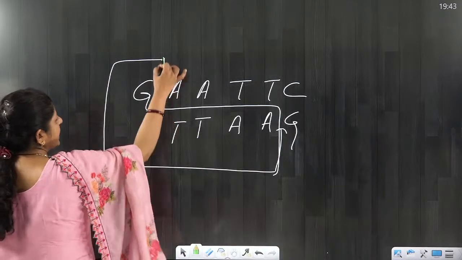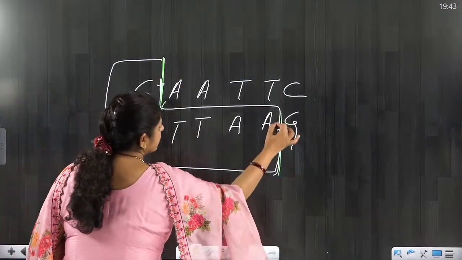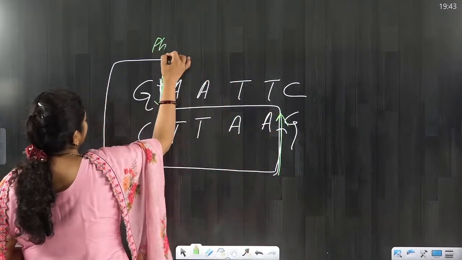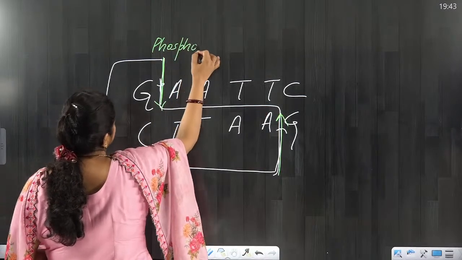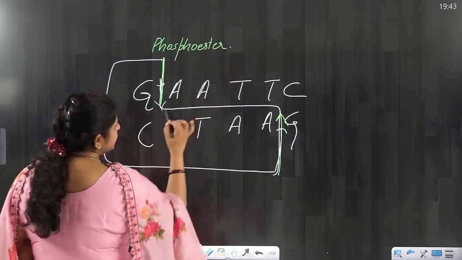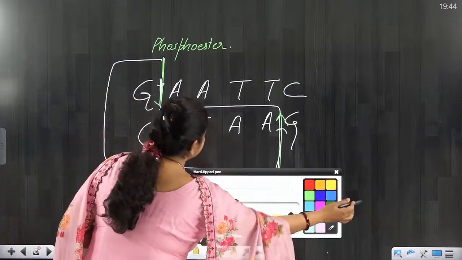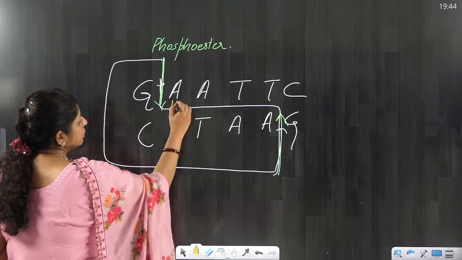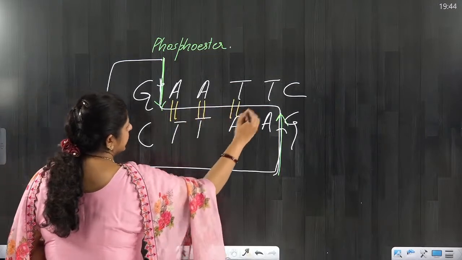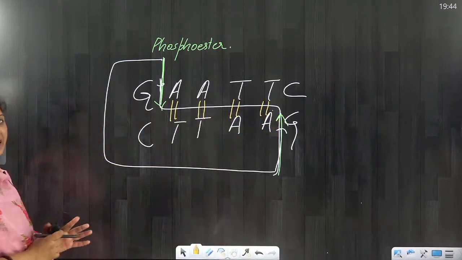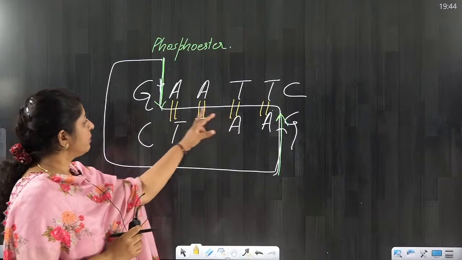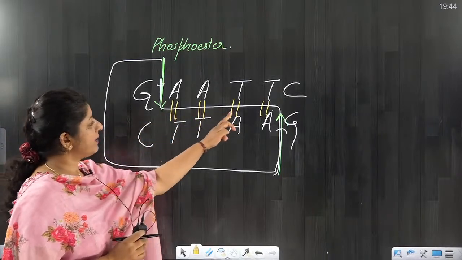If you are cutting like this, what is this point of cutting? Can I say this point is breaking which bond? This is cutting the phosphoester bond. And this line is indicating which bonds are going to break. This line is indicating the hydrogen bonds are going to break. Check it out, how many hydrogen bonds are going to break here? 1, 2, 3, 4, 5, 6, 7, 8.